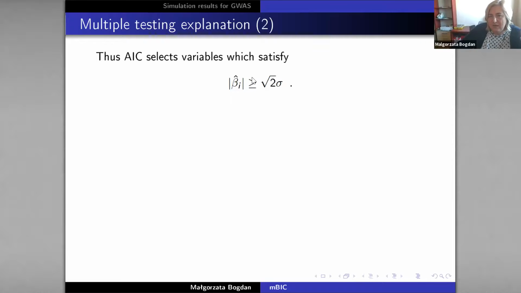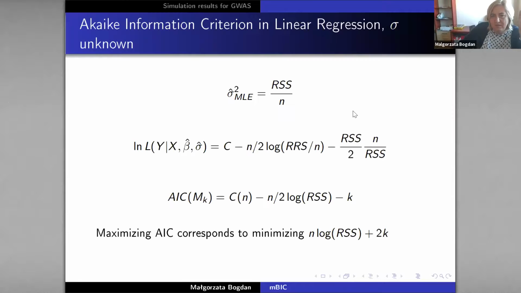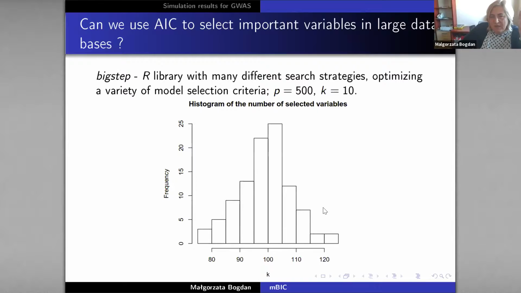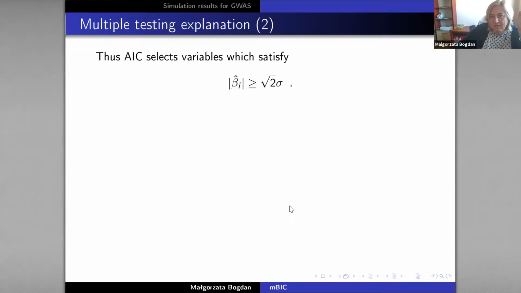Okay, so beta i square has to be larger than 2 sigma square. Okay, are you with me? I hope you are with me still. So if you want to include beta i, beta i square has to be larger than 2 sigma square. So the absolute value of beta i has to be larger than the square root of 2 times sigma.